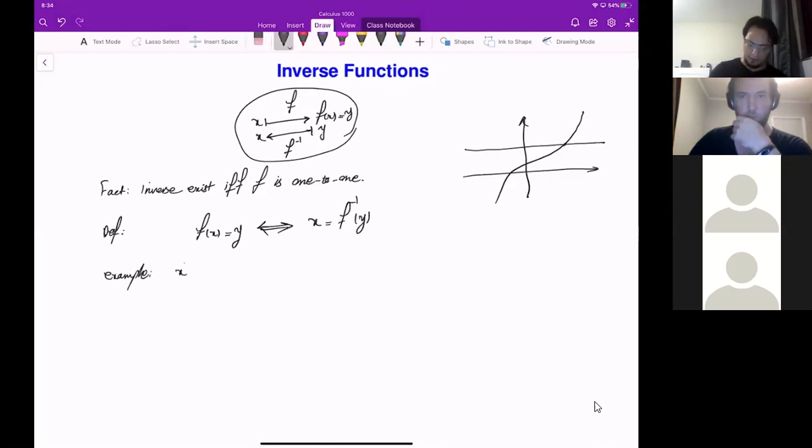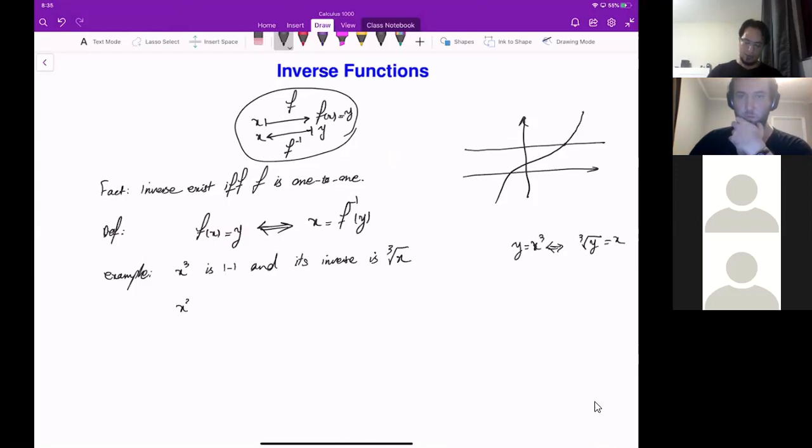x cubed is one-to-one, and its inverse is the third root. In other words, if y is x cubed, then the third root of y is going to be x. That's, as you see, the definition.